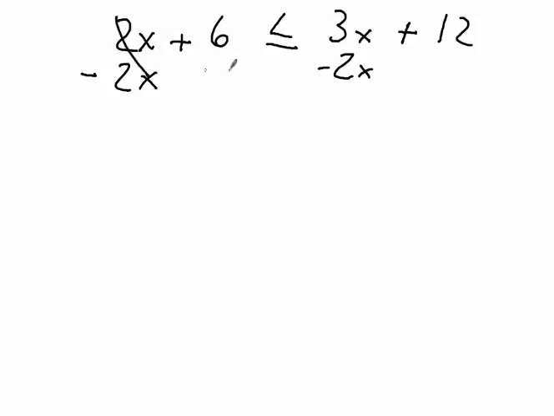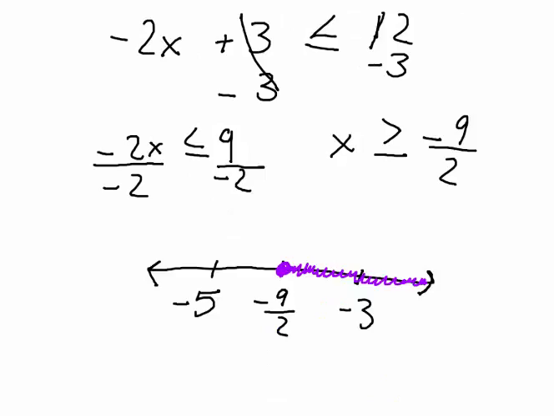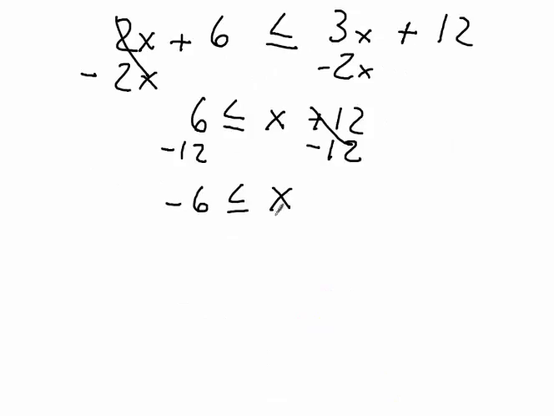Okay, so we subtract 2x from both sides. You have x is less than or equal to x plus 12. Get x alone, so you must subtract 12. And you have -6 is less than or equal to x. Uh-oh. The only difference here between our last two problems is that our variable x is on the right side.